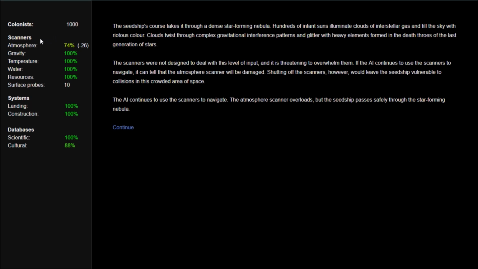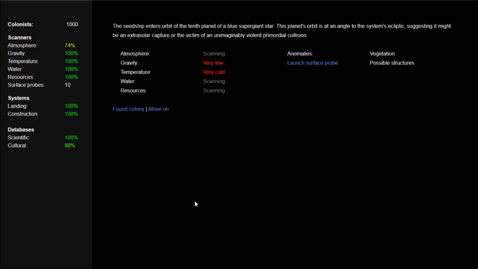Oh, those scanners. Okay. AI continues to use the scanners to navigate, but the atmosphere scanner overloads. But the seed ship passes safely through the star-forming nebula. So we took a little bit of damage to our atmosphere scanners. Everything else is okay. Enters orbit of the 10th planet of a blue supergiant star. This is where it's going to be messing with us.